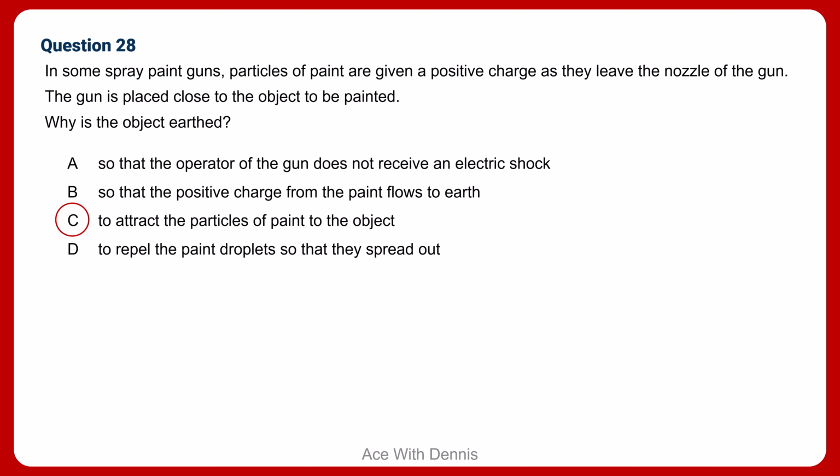The answer is C. To attract the particles of paint to the object. So this is the spray paint guns. And this is the object to be painted and it is earthed.